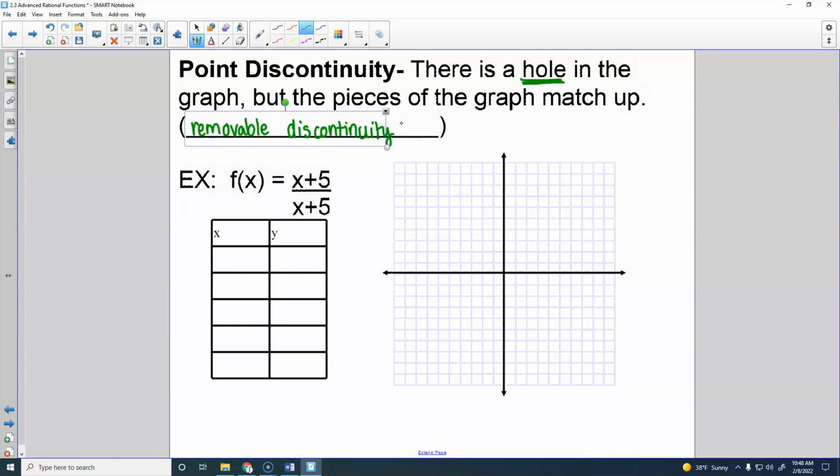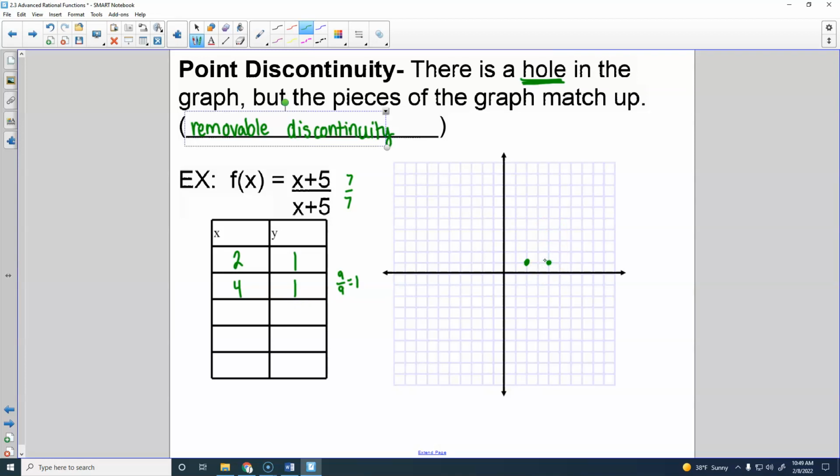Now if I have x plus 5 over x plus 5, most of the time that is just going to give me 1, right? If I plug in any number, it's basically going to give me 1. Like if I plug in 2, I would get 2 plus 5, which is 7, over 2 plus 5, which is 7. 7 over 7 will give me 1. So I have the point 2, 1 here. If I plug in a number like 4, this time I would get 4 plus 5, which is 9, over 4 plus 5, which is 9, and it's also going to give me 1.